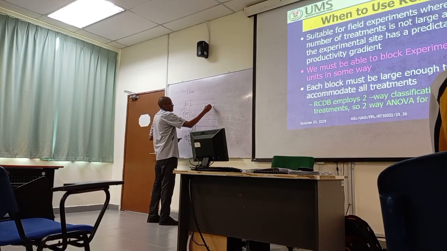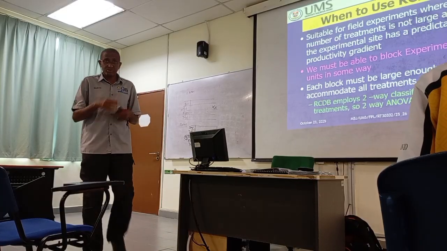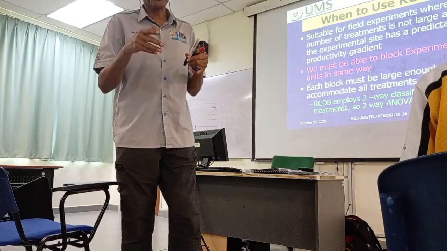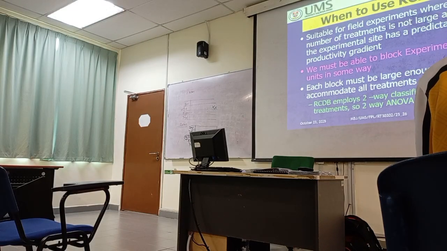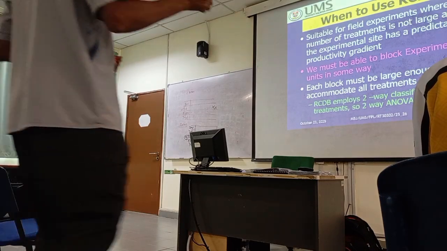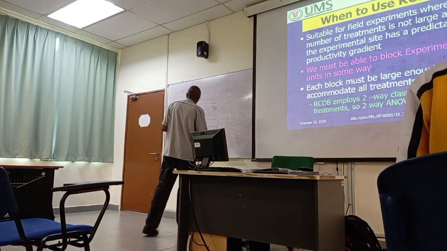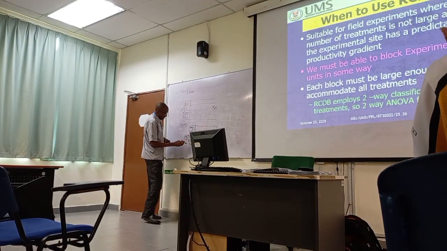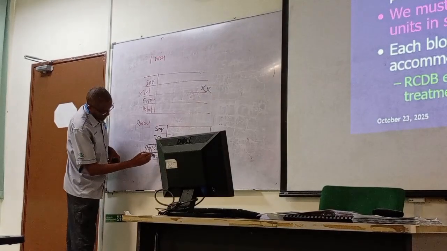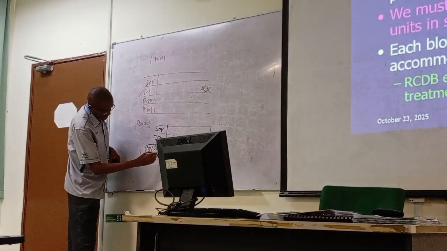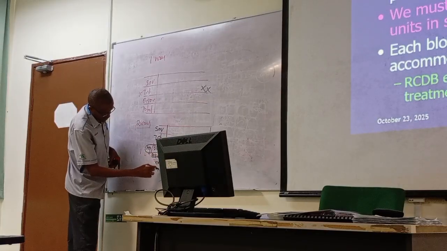This one we only look at this one. So we want to tell whether there is a difference between the block and also a difference between the treatment. That's why it's called two-way. In some cases, which I think you will not encounter, there can be one more thing here in the middle: block times treatment interaction, then error and total.